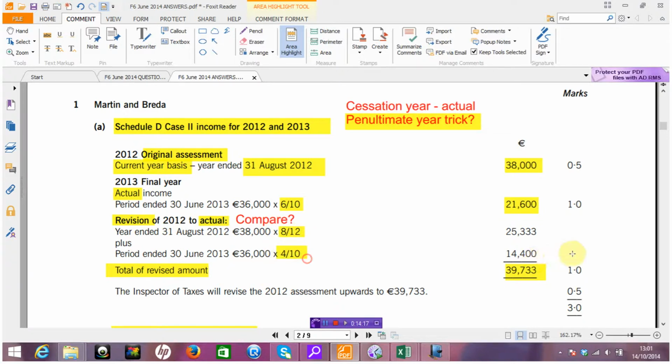As you'll see, we do our calculations, we get to another, in fact, higher figure, 39,733. So what we have to do is say, okay, we've done the penultimate year trick. The penultimate year on the revised basis is 39,733. What was the original? The original was 38. Therefore, we're required to increase. And you'll see here that the revenue or the inspector of taxes will be looking for an upward revision to the penultimate year. Okay, so that's what gets us 3 marks.